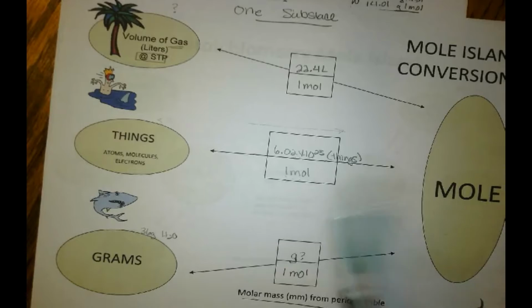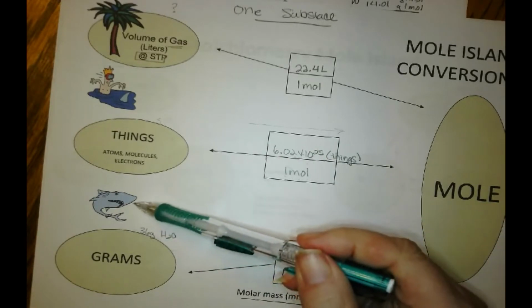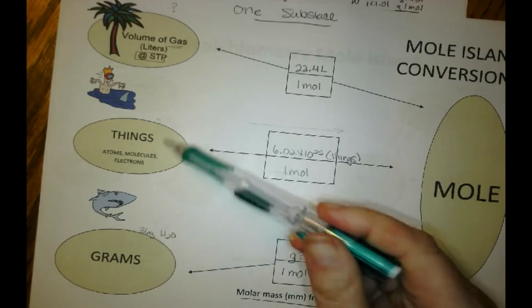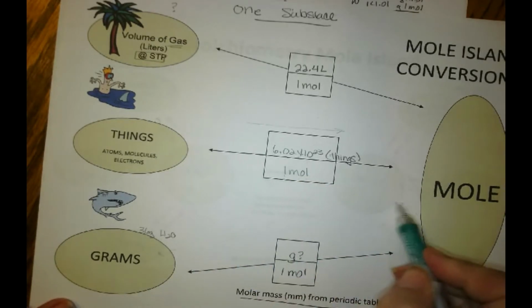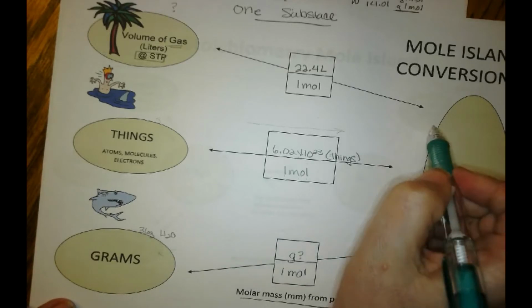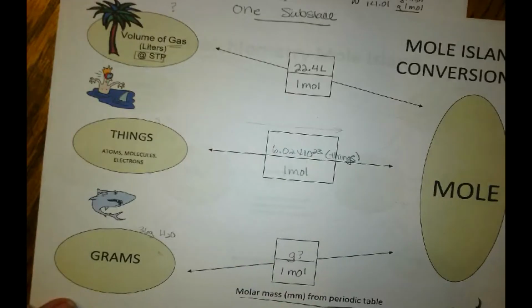Okay, so can I go right to things? Well, no, the sharks will eat you, and you don't have a conversion factor. So where do I have to go? You always go to moles first. That's one conversion, and then from moles we are going to what we want, which is volume of gas, and that is 2 conversions.